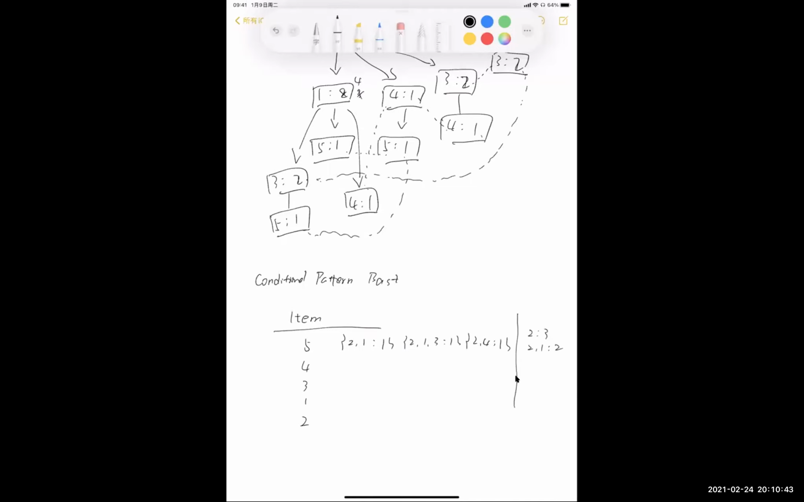Right. 2, 4. And your support is 2, right? Right. So it only generates 2 conditional frequent patterns. No, you have another one. Which one? You have 1. Oh, right. 1 has count 2. Okay. So now you have every frequent pattern base. Now you can just start to generate your frequent patterns.